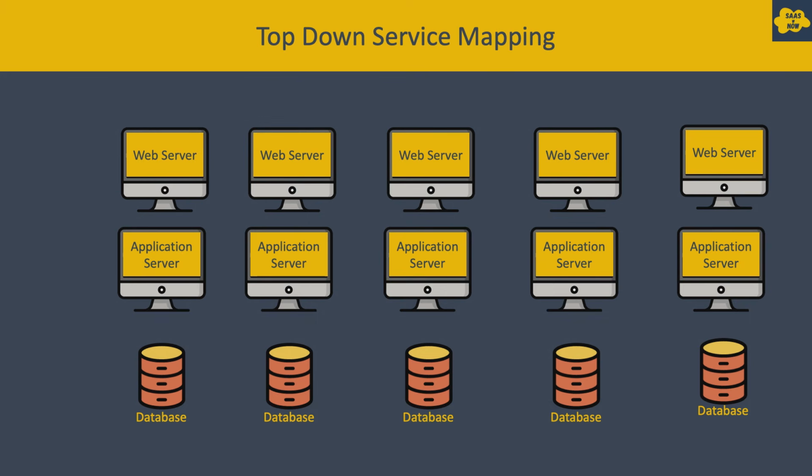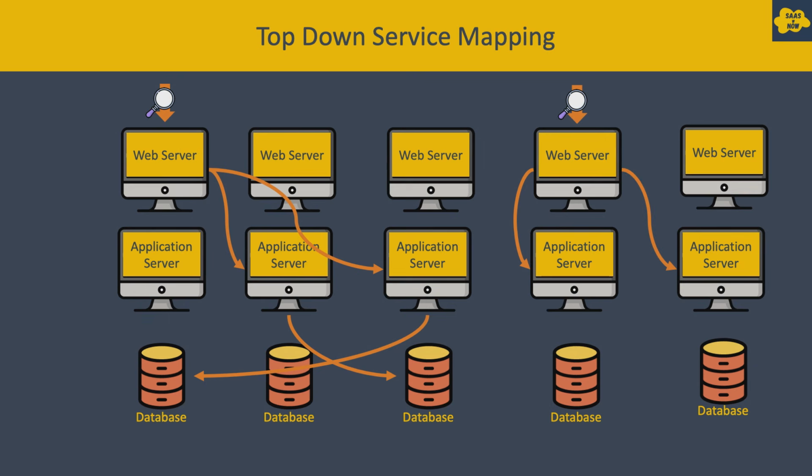In service mapping, it goes from top to bottom, in which it maps all the devices and components related to the business service. You might have multiple web servers, app servers, and databases. However, individual servers have relationships and dependencies on individual servers and databases in relationship with the service, and this is what service mapping discovers and updates in the CMDB.